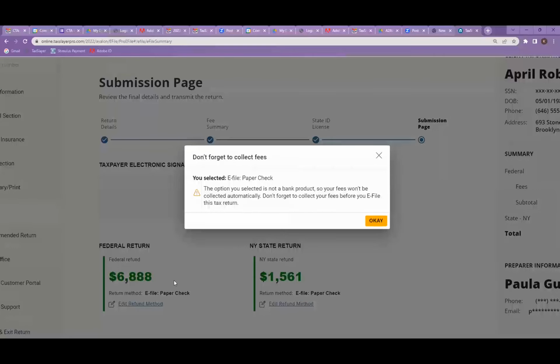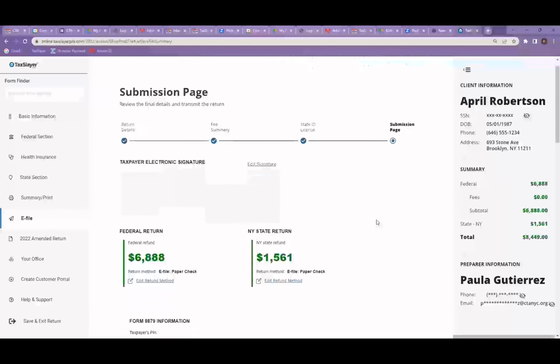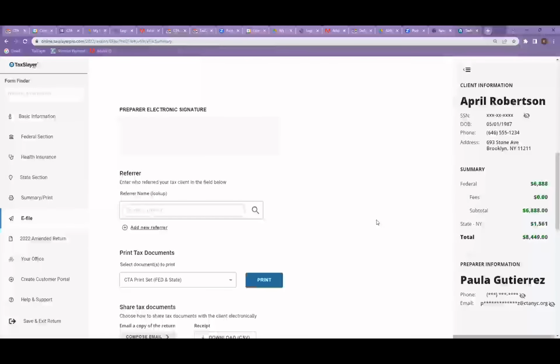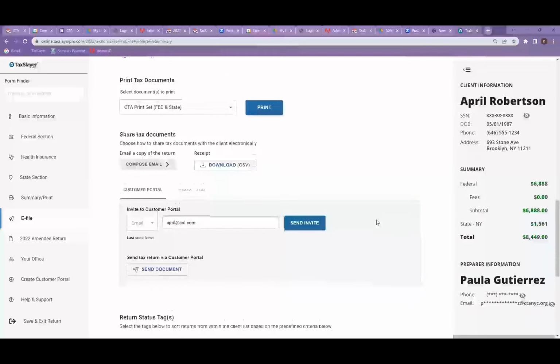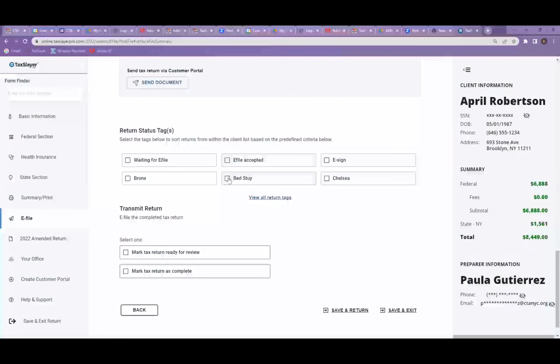Next step, that is a summary of what's going on here. You can ignore that. Scroll down. Scroll down again. Tax return status logs. So in other words, based on the storefront you're working at, you're going to store it in one of these folders here. If you hit view all tags, could you do that for me? Keisha, view all return tags. Yes, view all return tags.